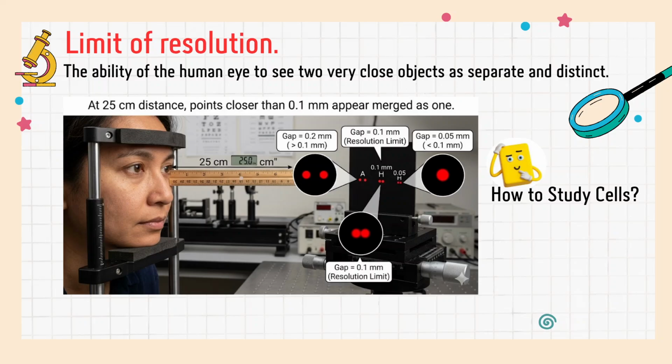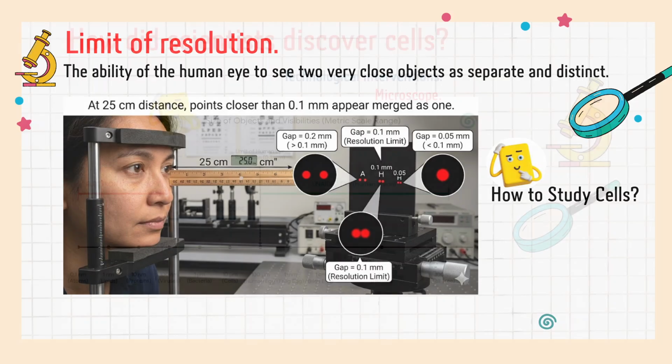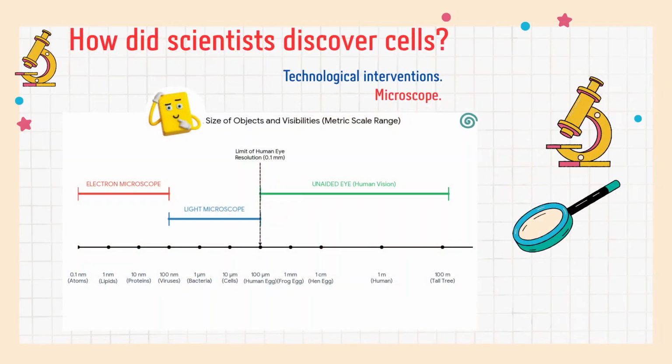Now think about a cell. A cell is far smaller than 0.1 millimeter. In fact, most cells are completely invisible to the unaided eye. So, this raised a fascinating question in the minds of the earlier scientists. How to study cells? In our minds, the query that arises: if cells are too tiny to see, how did scientists discover them? Yes, they used the microscope.